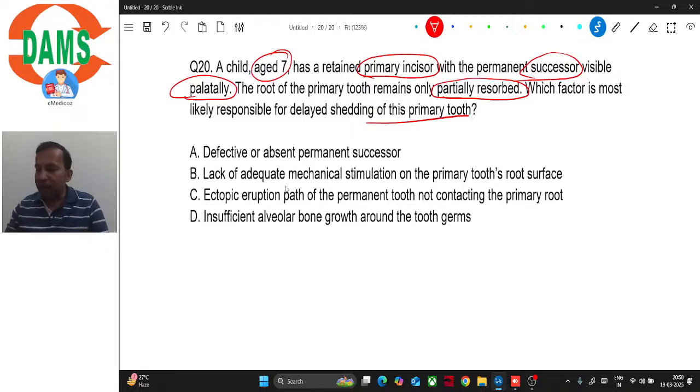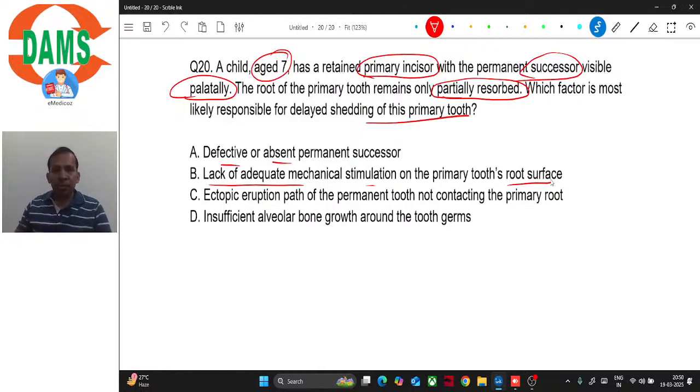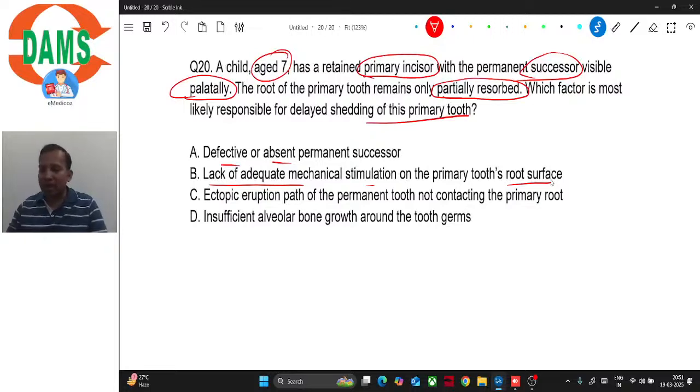Options are defective or absent primary successor. Option B, lack of adequate mechanical stimulation on the primary tooth's root surface. So yes, this option does make sense since the succedaneous tooth is more palatally positioned. There would be a definite lack of adequate mechanical stimulation, isn't it? Because it is the erupting succedaneous tooth, the pressure it applies which leads to root resorption. So option B does appear correct.